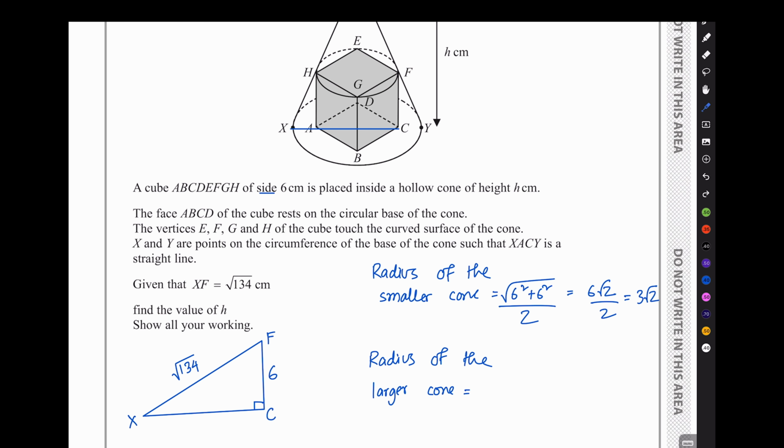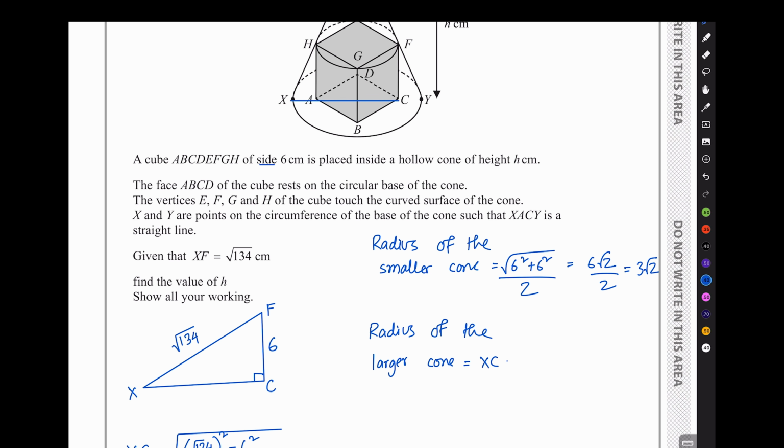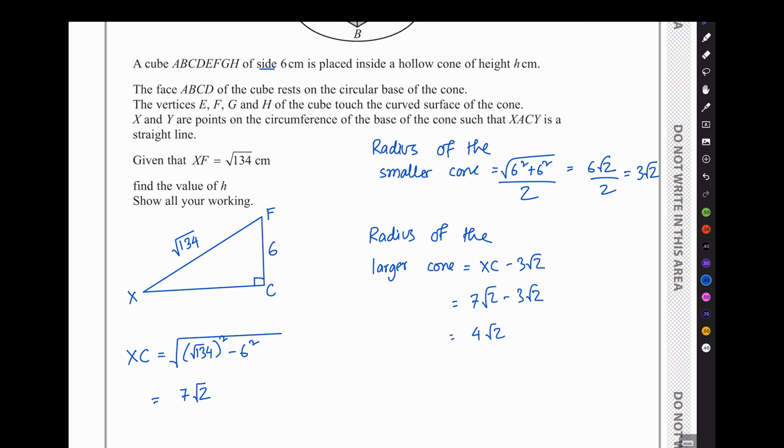And what's my target? My target is to find this length. So I need to subtract this length from xc. This part should be subtracted from xc. And what's the value of this part? This is exactly equal to the radius of the smaller cone, which is 3 root 2. So it's basically xc minus 3 root 2, which is 7 root 2 minus 3 root 2, which gives me 4 root 2. I hope you guys got it.